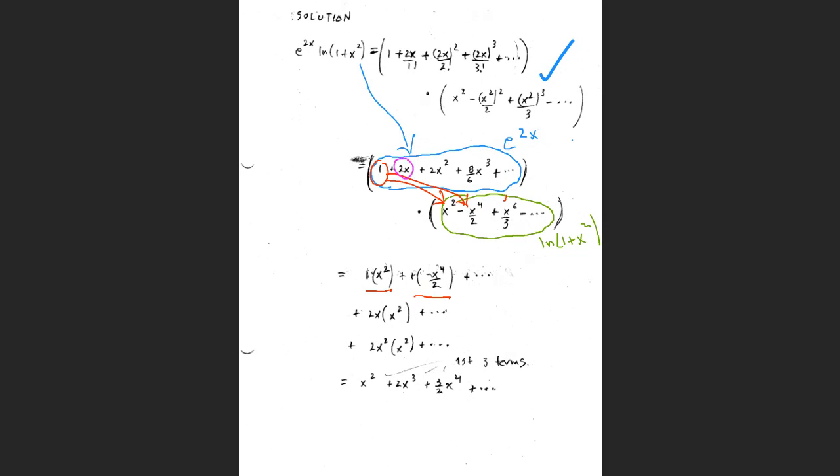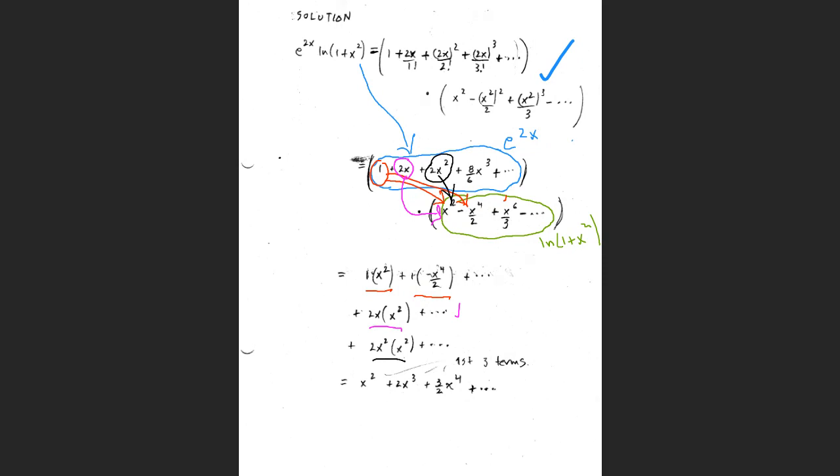Next, we'll take 2x. 2x will multiply the x squared. Okay, and then I could add more terms, right? But I'm going to stop there. Finally, I'm going to take, hold on here, the 2x squared, and I'm going to multiply that by x squared here. And that gets me 2x times x squared.